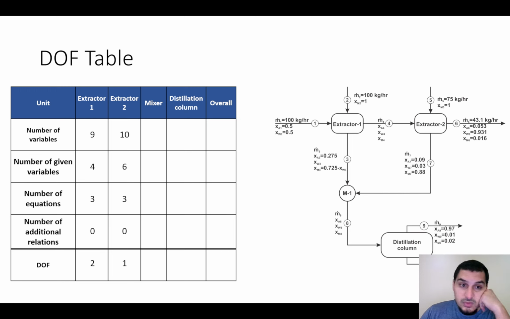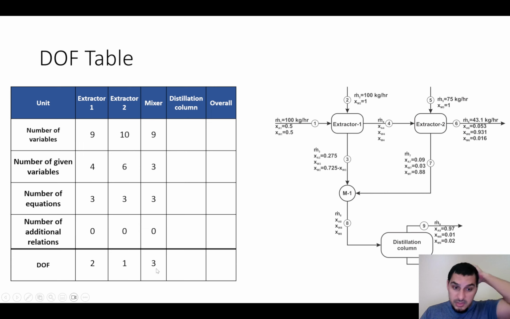Now let's move to the mixer. For the mixer, we are looking at streams 3, 7, and 8. We have 3, 3, and 3, so we have 9 variables. The given variables are 1, 2, 3. So it's 9, 3 given, and we have 3 equations, so the degrees of freedom is 3.